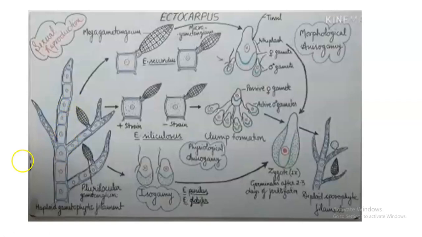With this we have completed Ectocarpus. Now we will see the rest of the brown algae in upcoming lectures.